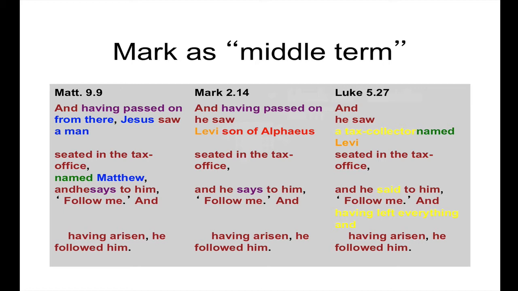We come further down, and there's even little small similarities and differences. Matthew and Mark say, he says to him, present tense of the verb. Luke has an aorist tense of the verb, past tense, he said to him. Luke adds an extra clause, having left everything. You get the point. What you find here is Matthew and Mark agreeing, Luke and Mark agreeing, but rarely Matthew and Luke agreeing against Mark. Mark seems to be the middle term.